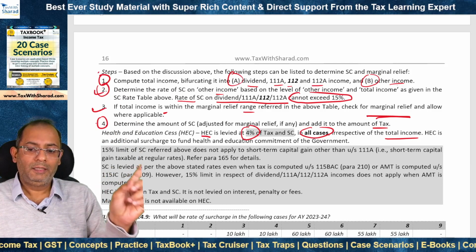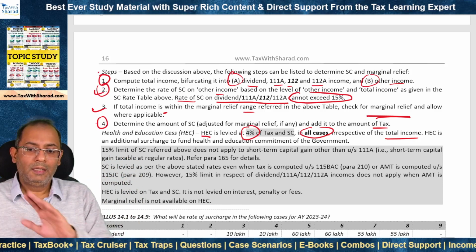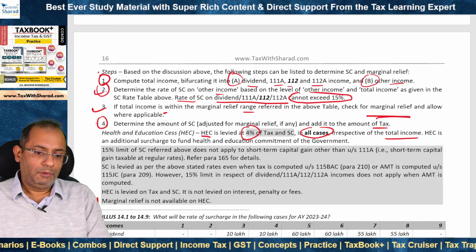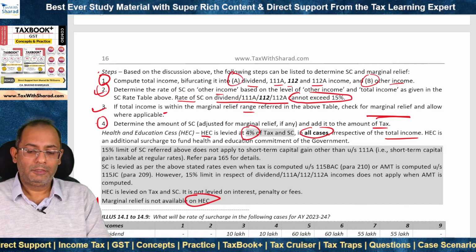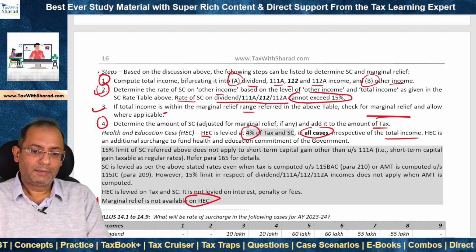So cess at 4% is applicable in all cases, in the case of all persons, irrespective of the level of total income. Just one point to note, marginal relief is not available on cess. So it is available only in respect of surcharge. It's not available in respect of cess.